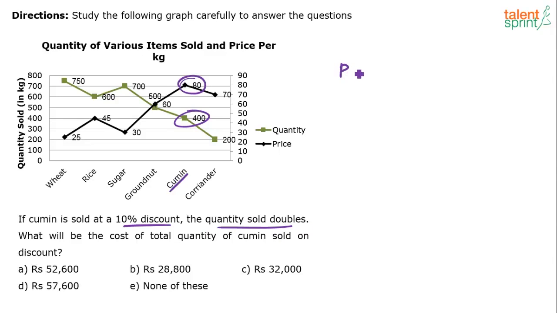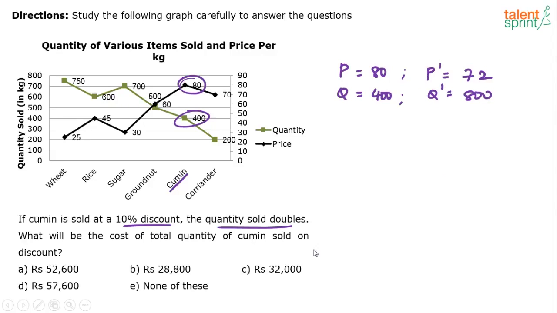So original price P is equal to 80. Original quantity Q is equal to 400. Right? The new price, what is the new price? P dash, let's say. It is sold at 10% discount, which means it will become 72, right? How do we get 72? 80 minus 10% of 80. See, 10% discount is what? 8 rupees. 10% of 80 is 8 rupees. So 80 minus 8, 72 rupees. So the new price becomes 72, but the new quantity becomes twice of 400, 800.